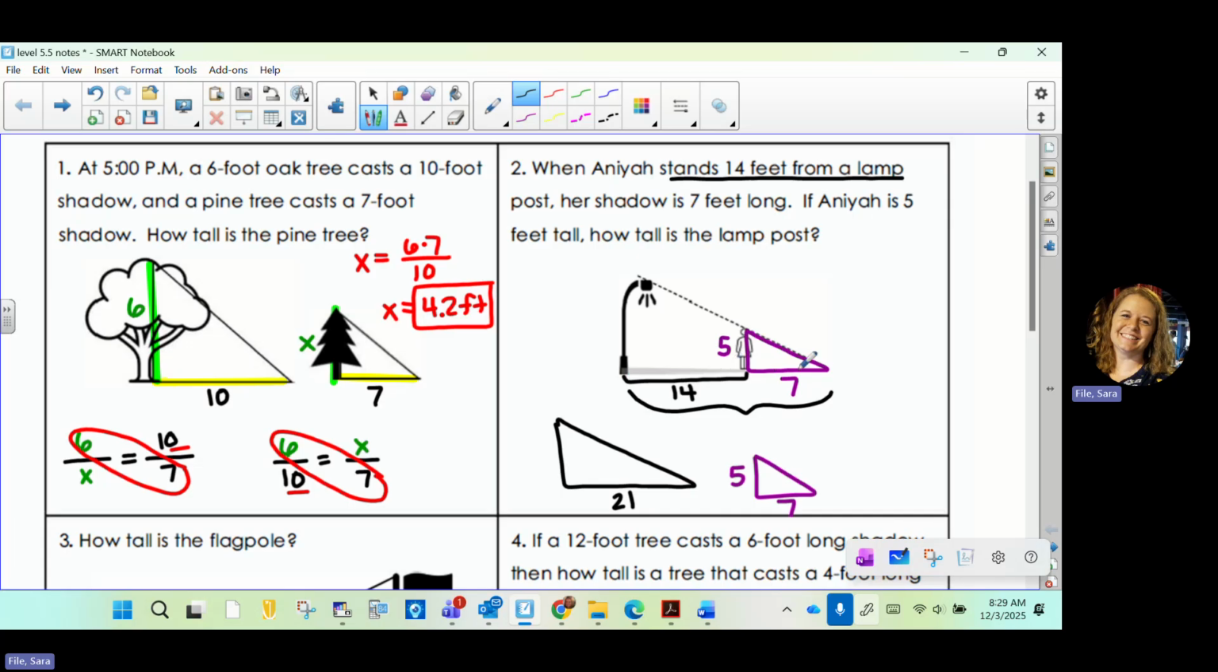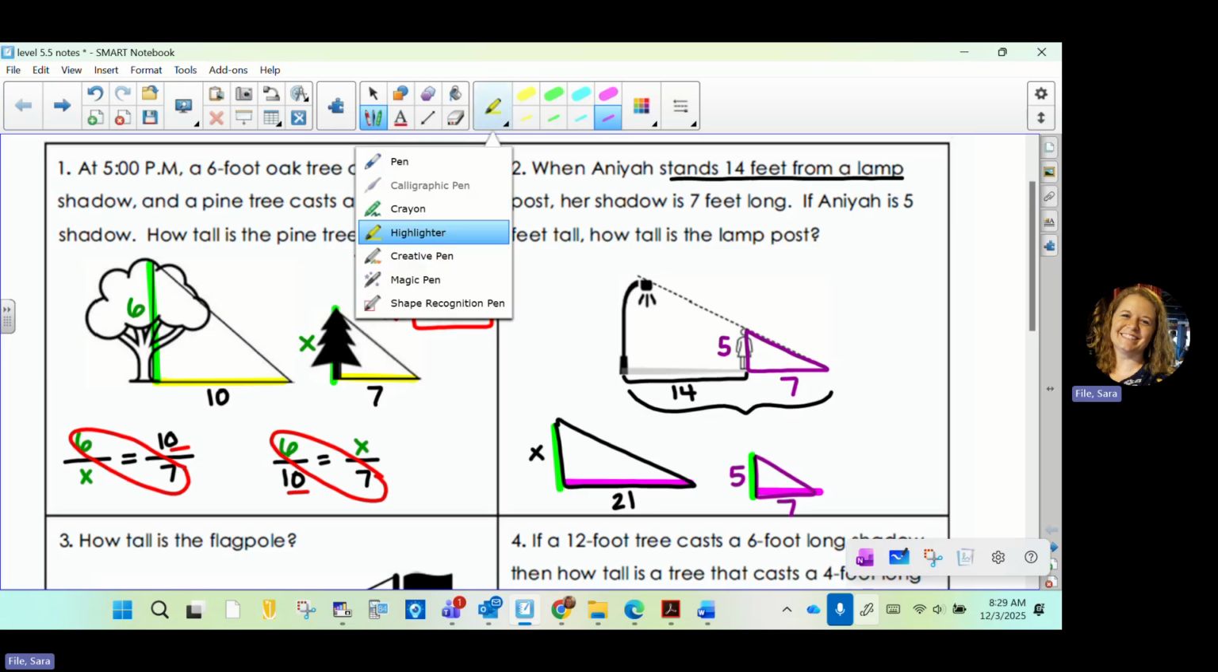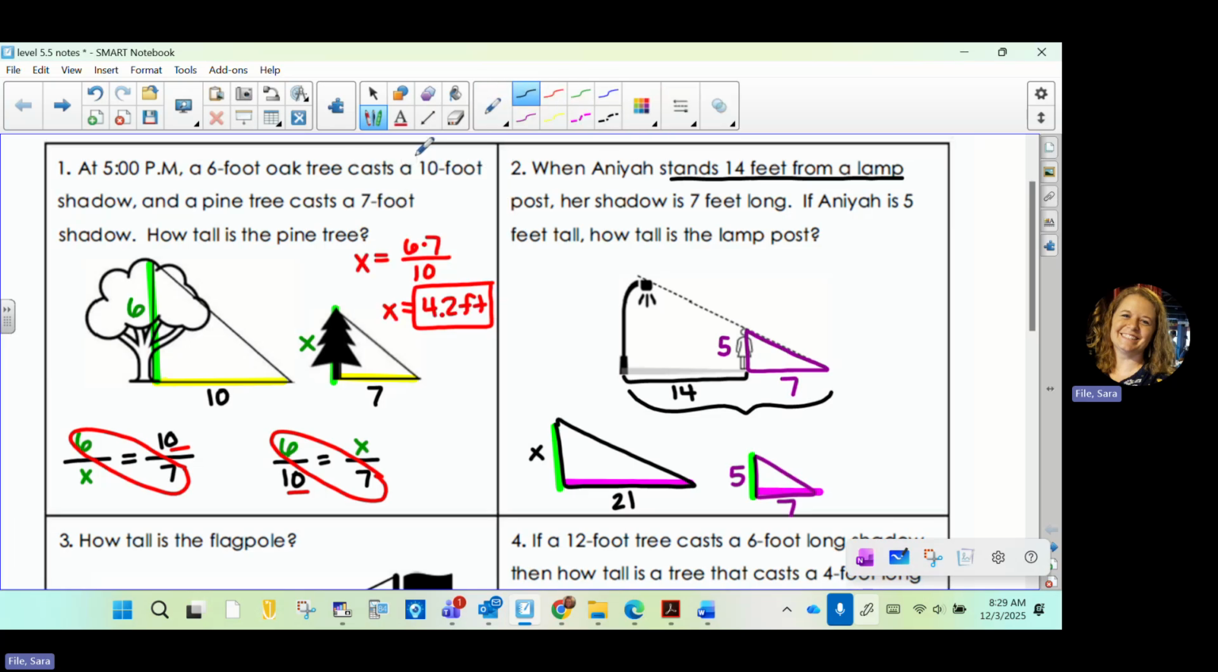So you have to make sure that you add to get that total for that outer big triangle created by the lamp post and its shadow. So now we're looking for the height of the lamp post. If you don't see it, color code it, do something. We've got the height of the lamp post to the height of Anaya, the shadow of the lamp post to the shadow of Anaya. So we know what corresponds to what, and what proportion would be appropriate here.